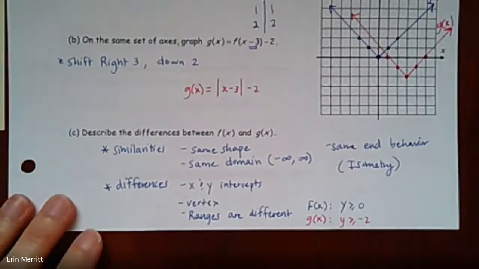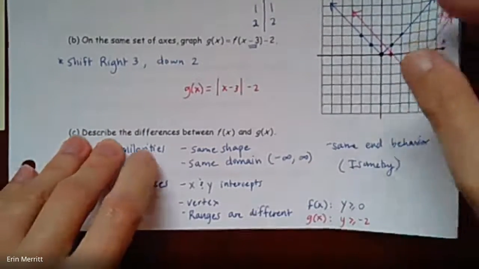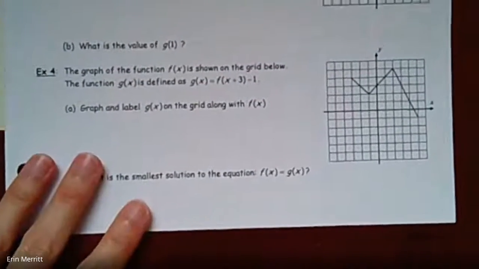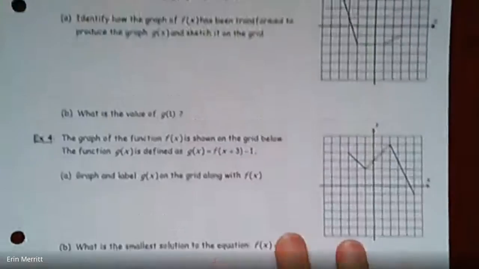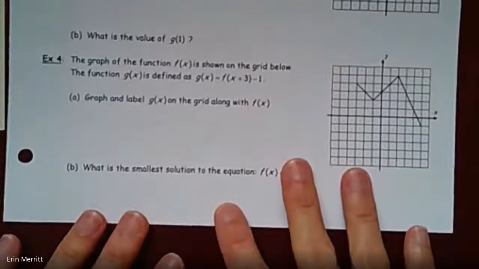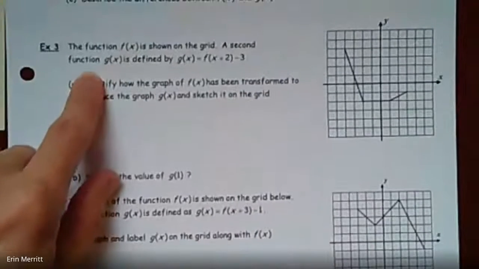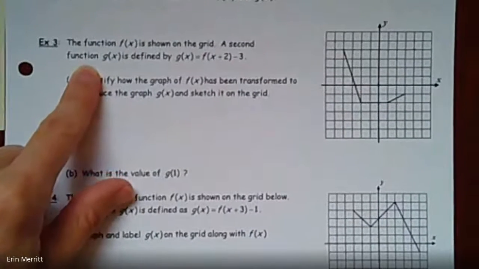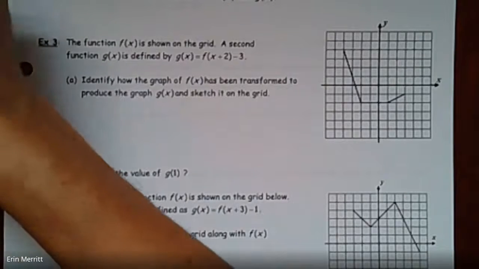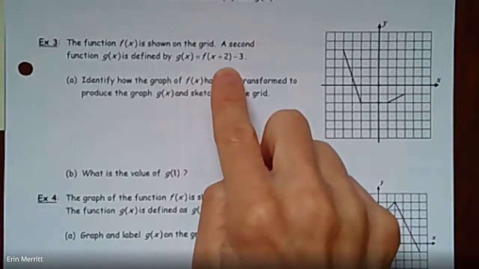When we flip on over to the next page, we are going to jump right over example 2, and we are going to move on to example 3. So under example 3, make sure you guys can see it okay here. It's saying the function f of x is shown on the grid. The second function, g of x, is defined as f of x plus 2 minus 3.